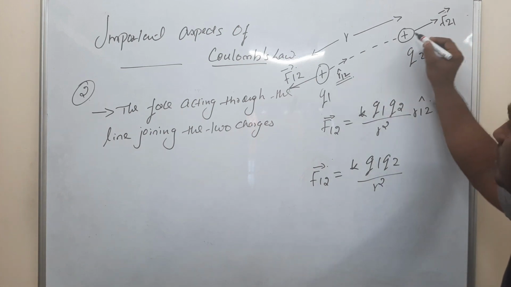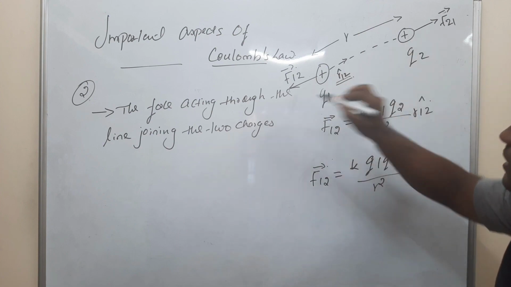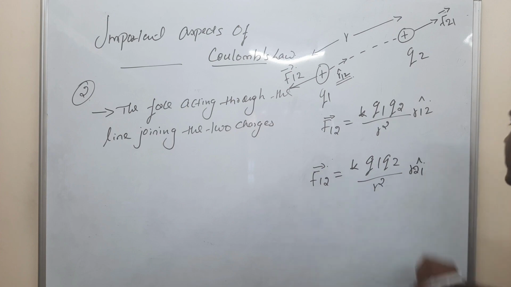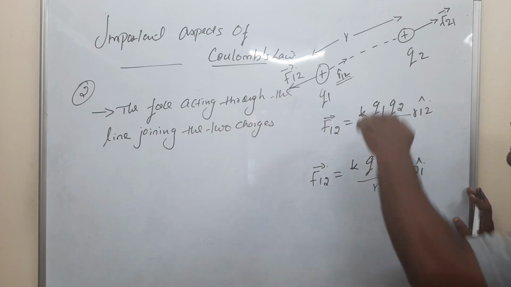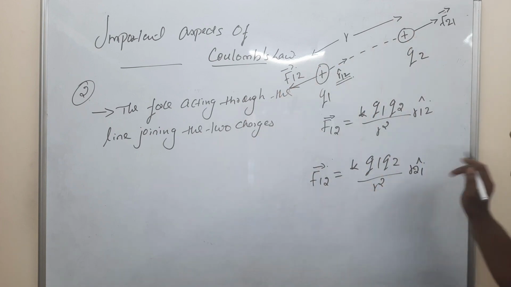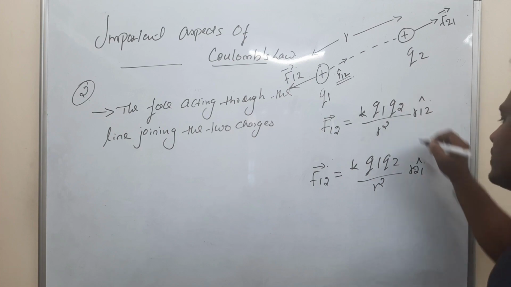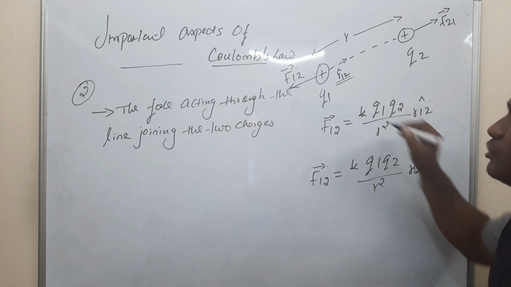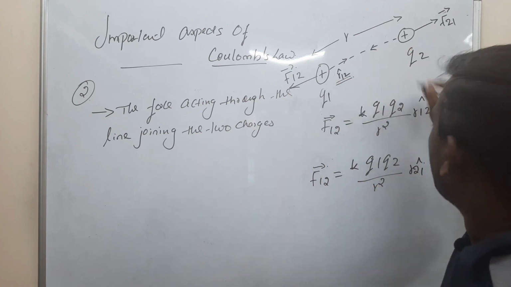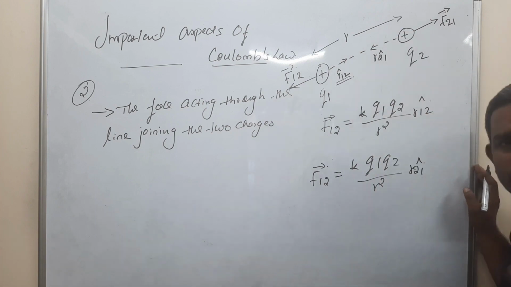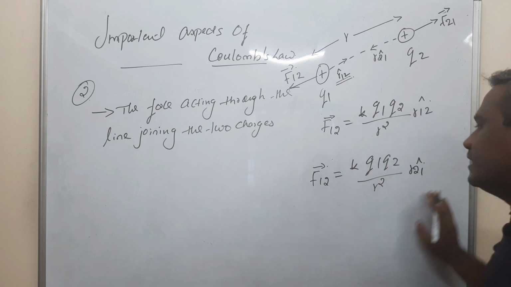So the force will be in this direction, r21 cap, where r21 cap is the unit vector from q1 to q2. So we can write that these two unit vectors have equal magnitude but are oppositely directed. They have unit magnitude, same magnitude and different direction. So we can represent one as the negative of the other vector.